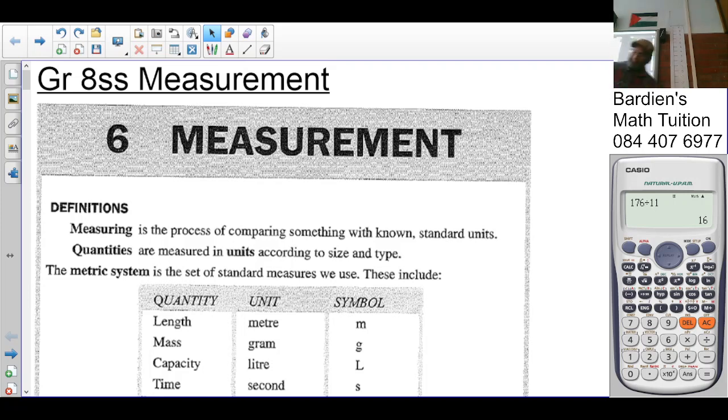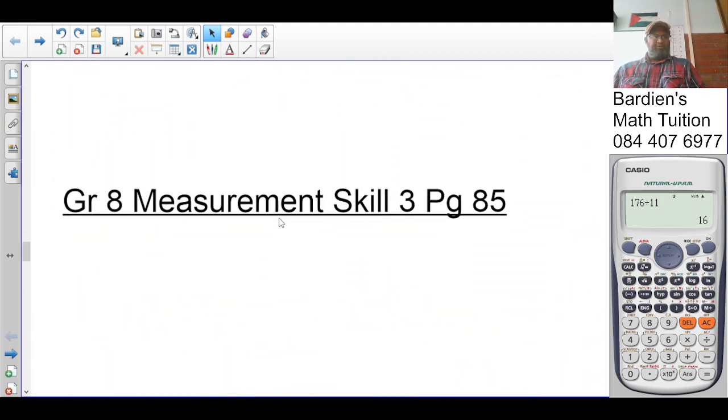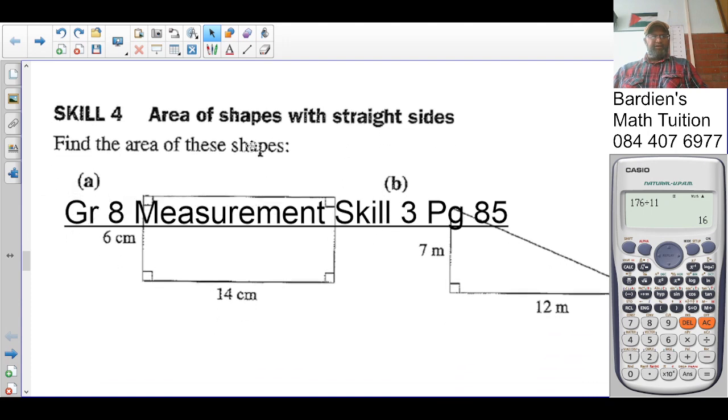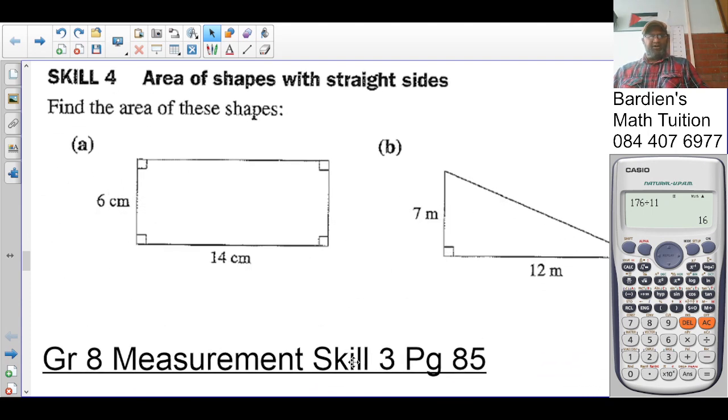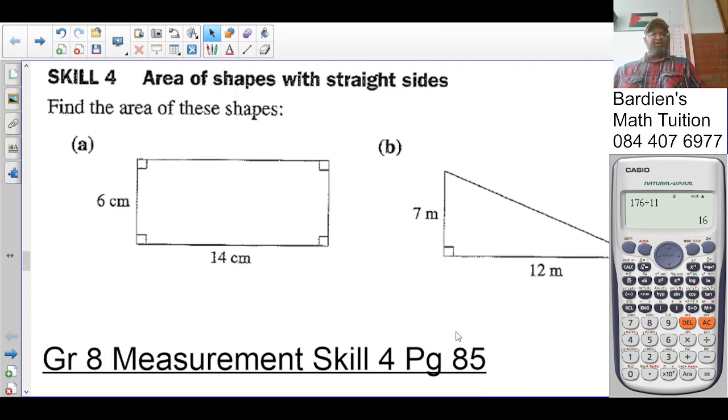Good morning, class. So at this point we are looking at measurement. We're looking at skill 4, on page 85, is that correct? The question says, the area of shapes with straight sides. Okay.